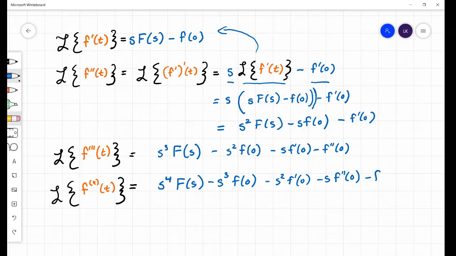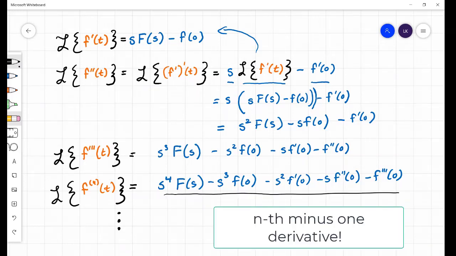So you catch the drift. The Laplace transform of the fourth derivative of f with respect to t, you can recursively see is equal to this business. So for the Laplace transform of the nth derivative, you would need n initial values, right? One for f at 0, one for f prime, dot, dot, dot, all the way through the nth derivative of f at 0.